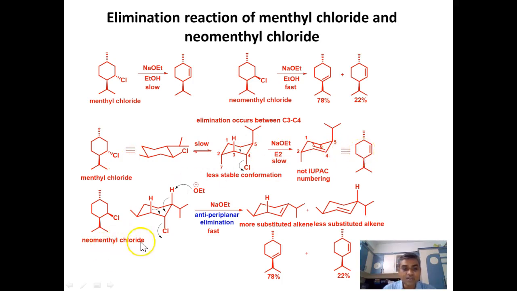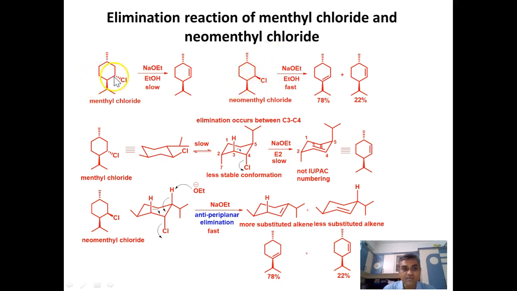Whereas in neomenthyl chloride, we have Cl in the axial position. There is a 1,3-diaxial interaction, and there are two trans hydrogens with respect to chlorine. The bulkier isopropyl group as well as the methyl group are occupying the equatorial positions, and we get two elimination products. This is the Saytzeff product, which is the more substituted product, and it forms in more quantity compared to the less substituted one. So this chlorine has two hydrogens which are trans to it.